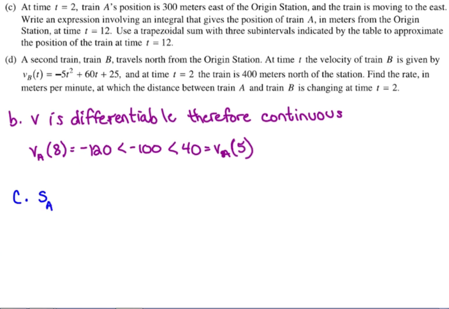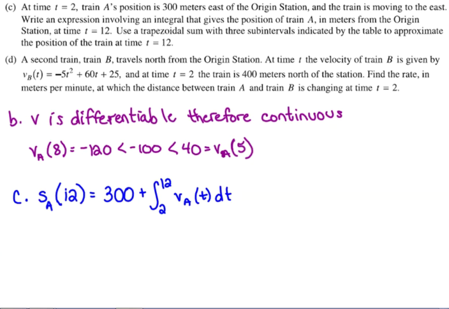So S sub A, they're using these subscripts because in part D they introduce another train, so just go with the subscripts. So the position at time 12 is equal to the initial position that they gave us, which was 300, plus the integral from, that was at time 2, here's a case where it's not starting at time 0, this one started at time 2, until the time we're questioning of v sub a of t, dt. So there's the expression that they're asking for.